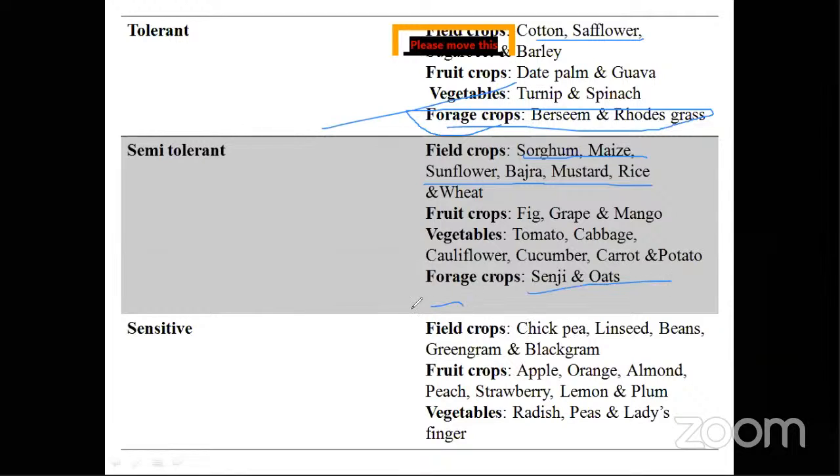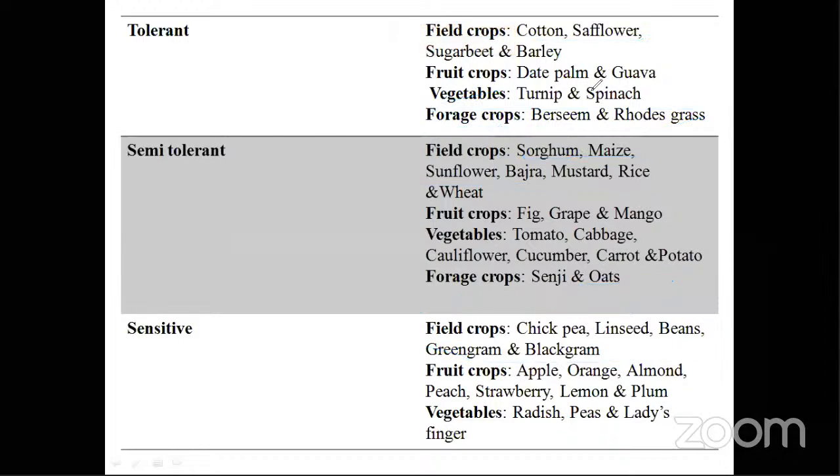Next are sensitive crops. Chickpea, linseed, beans, green gram, black gram, all these crops are sensitive. Just to remember, all pulses are highly sensitive to salts, so we cannot grow pulses under saline conditions. It is better to grow cotton, safflower, sugar beet, or barley, because they are highly tolerant.